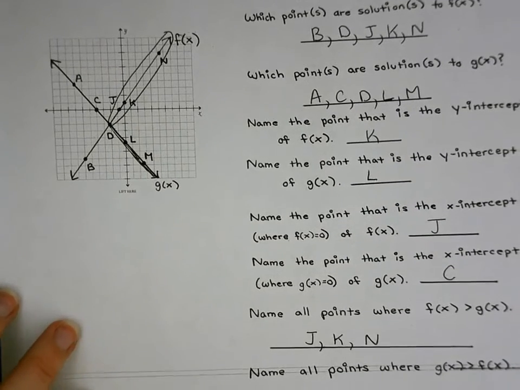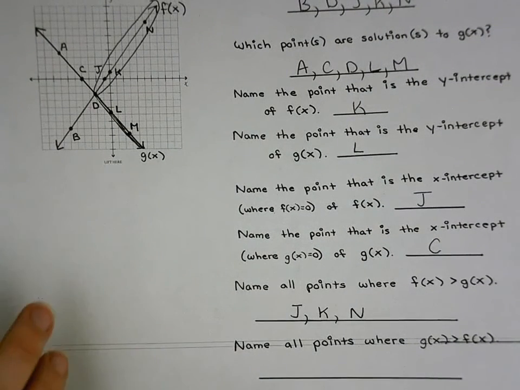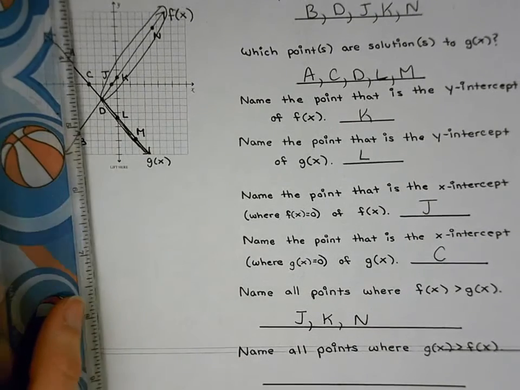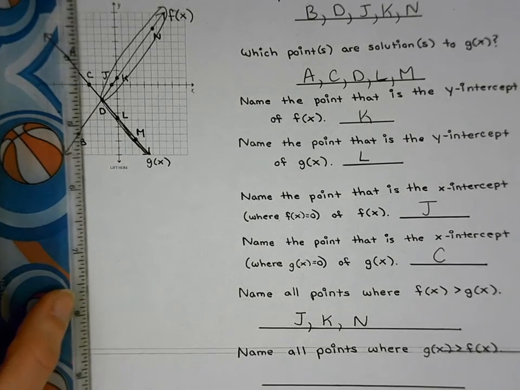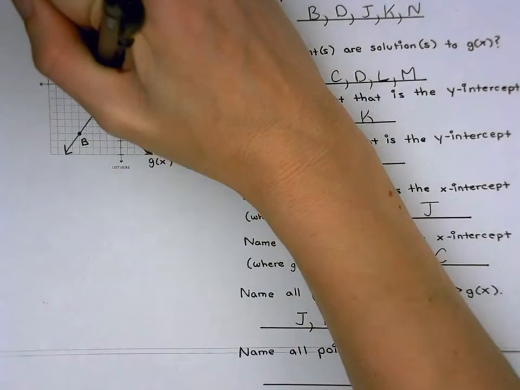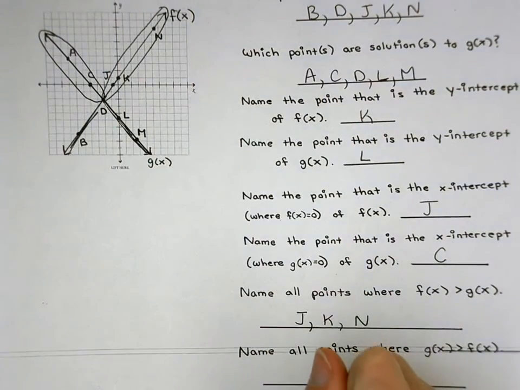Okay. Next one, name all the points where g of x is greater than f of x. Give this one a shot. Okay. G of x is greater than f of x over here, where x is less than -2, all of these points over here. G of x is greater than f of x at A and C.